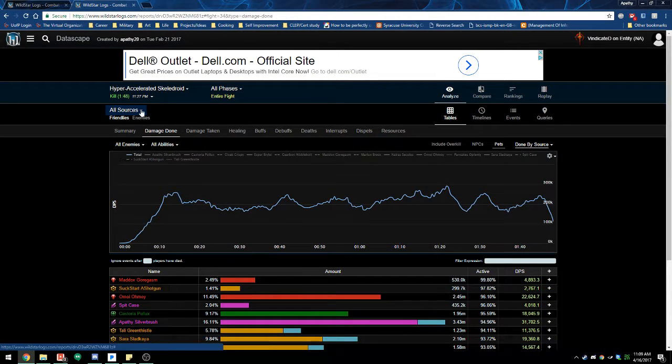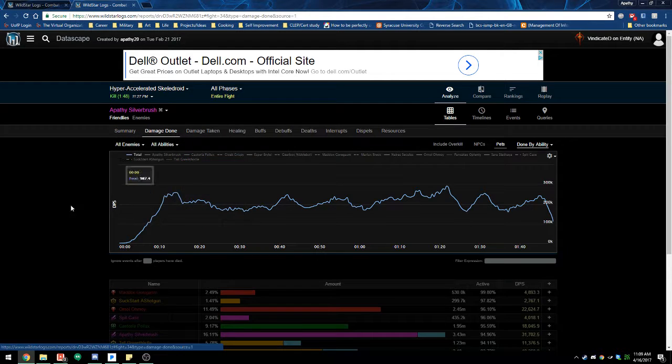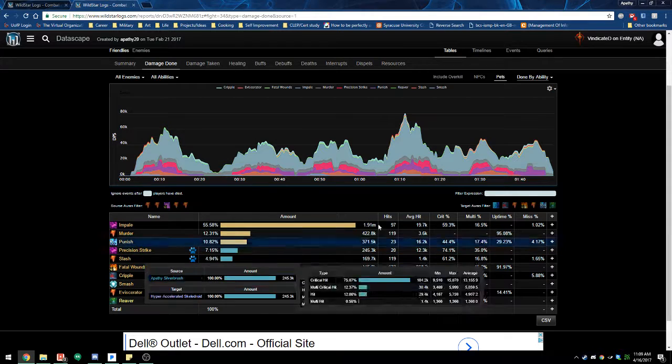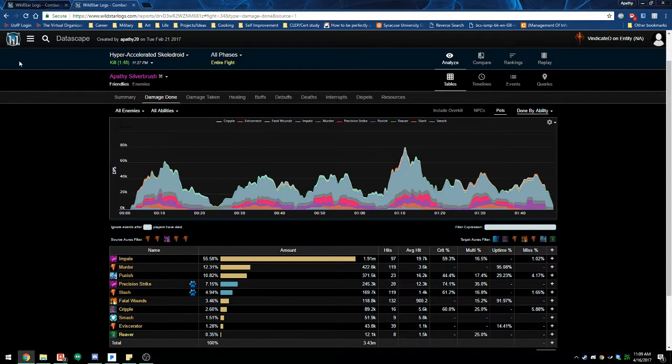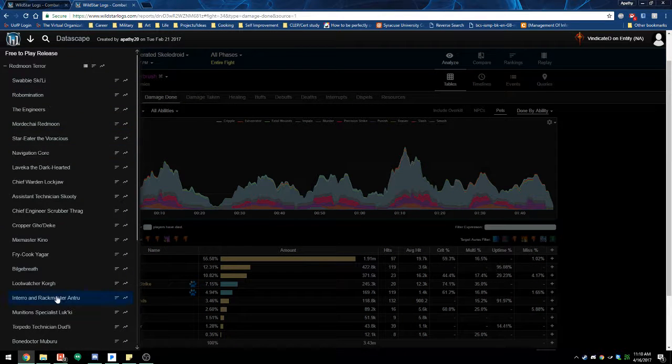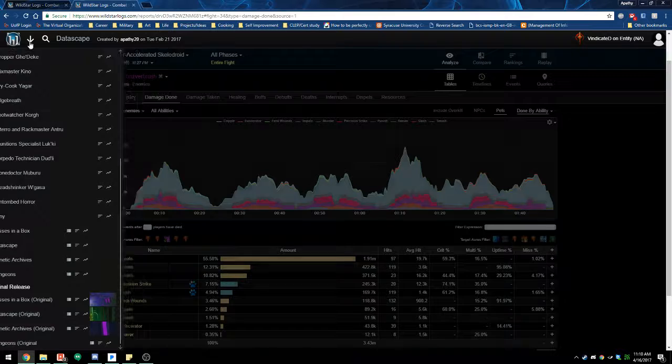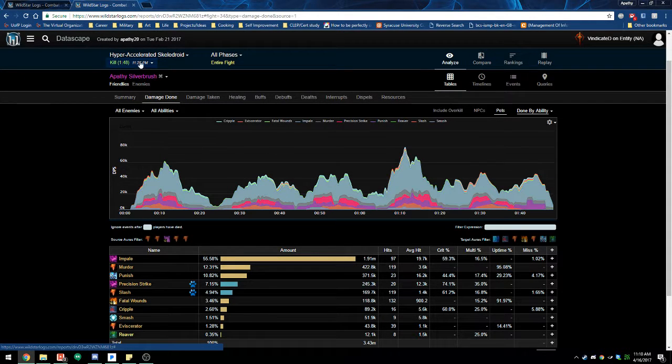You can also go to specific people, so I can say specifically me, Apathy, and how I did, what damage I did, what abilities I used, things like that. You can compare to other fights, which is this 3-bar button up here. You can go find other players on the same fight and compare yourself, though there may be different times. So you may need to divide by the time.